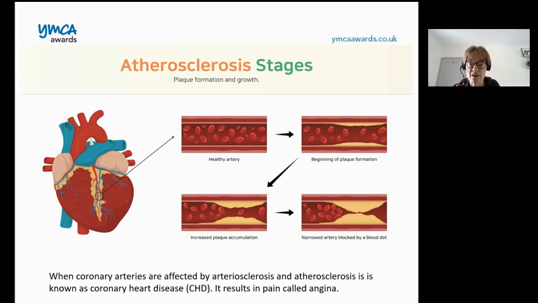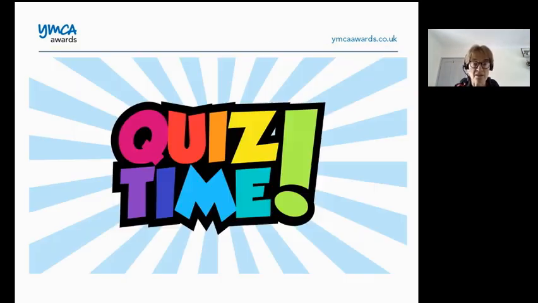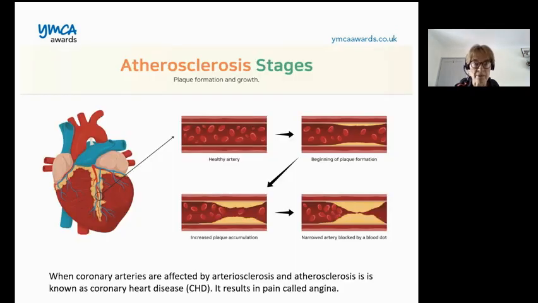When coronary arteries are affected by atherosclerosis, this is known as coronary heart disease. Sorry, I've gone to the wrong one, go back there. You can see here the image is taken from one of the coronary arteries, this blockage that's occurring, and this can result in pain called angina and can cause a heart attack, where some of the heart tissue dies because it can't get the oxygen and blood supply that it needs. So that's coronary heart disease that occurs in those coronary arteries we've been discussing.